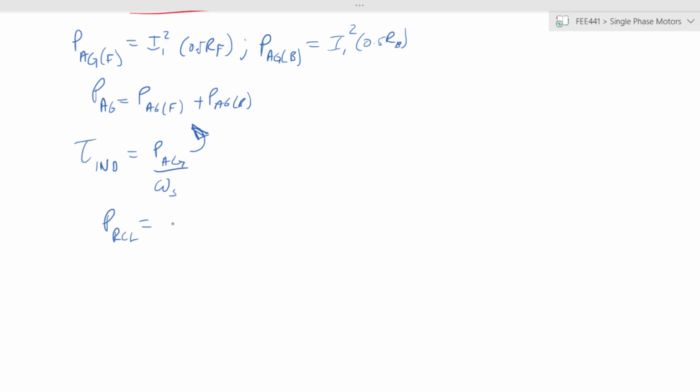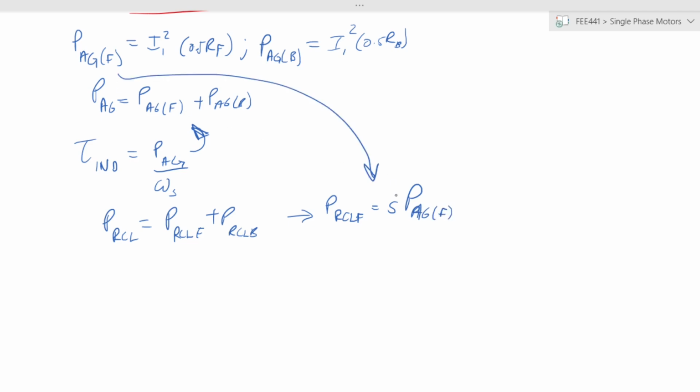Other useful elements of the various circuits are rotor copper losses, which are simply the sums of the forward and backward components of those. PRCLF is equal to slip times PAGF, which we had over here, and PRCLB is given by air gap power in the backward direction.